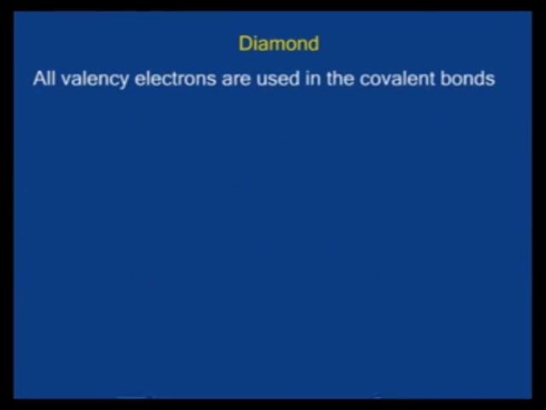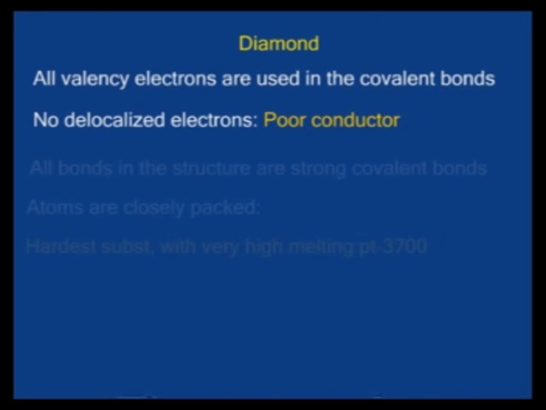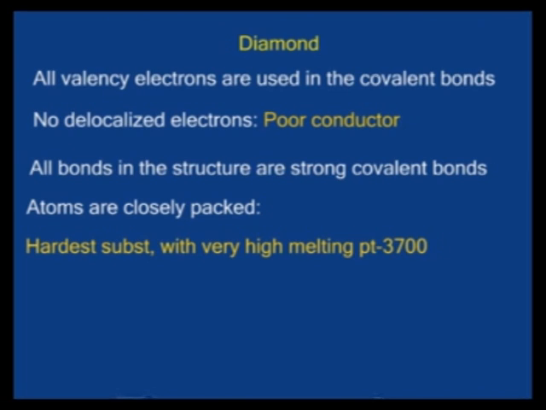All carbon valence electrons are used in covalent bonding. Remember, carbon has 4 valency electrons. So if one carbon bonds to 4 others, it means all the valence electrons have been used up and there is none that remains. There are thus no delocalized electrons, and so diamond is a poor conductor of heat and electricity. All bonds in diamond structure are strong covalent and the atoms are closely packed together. Diamond is thus the hardest known substance with a very high melting point of 3700 degrees Celsius.